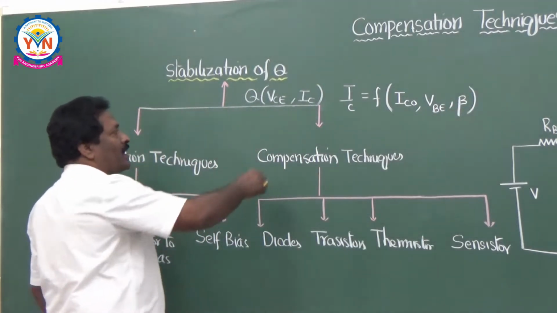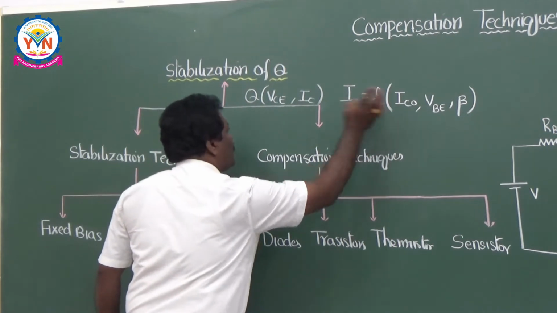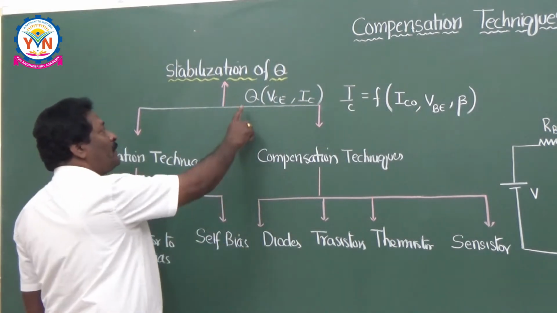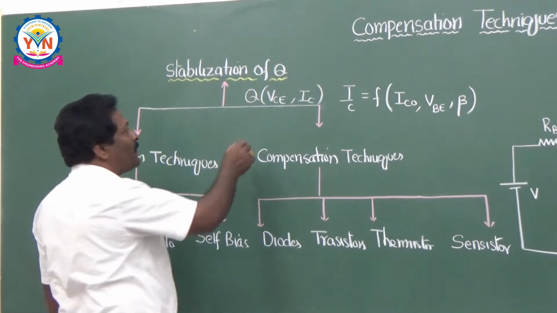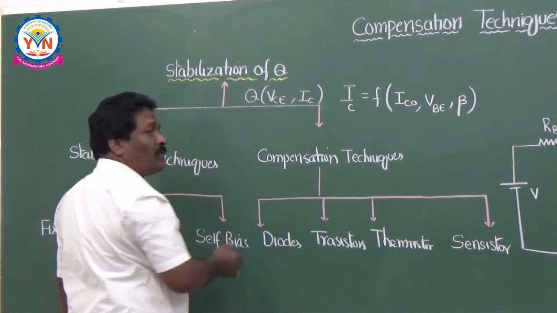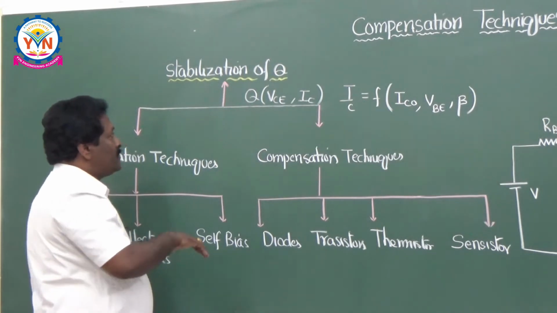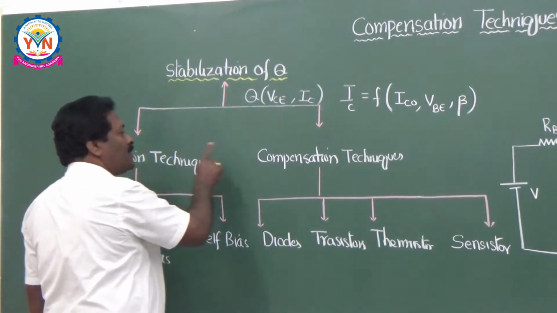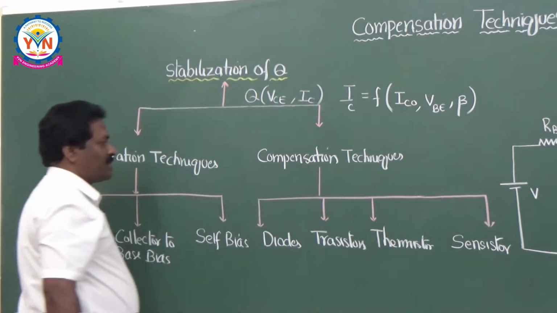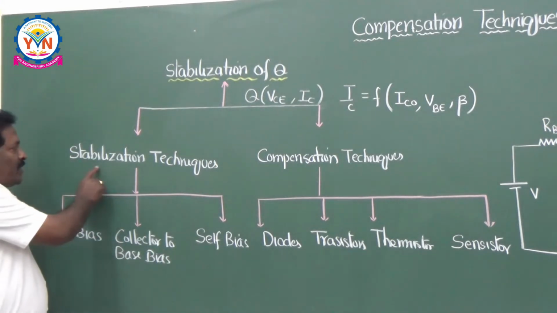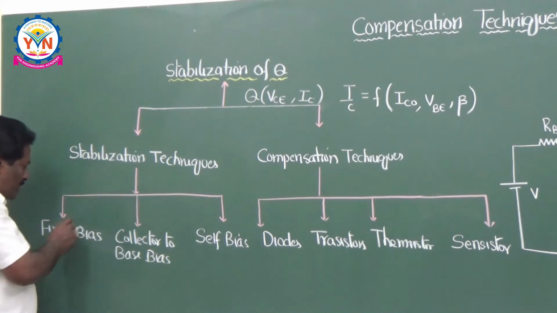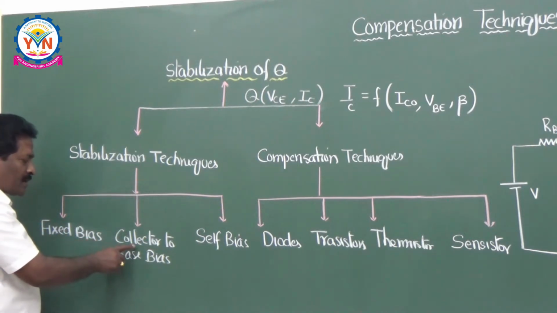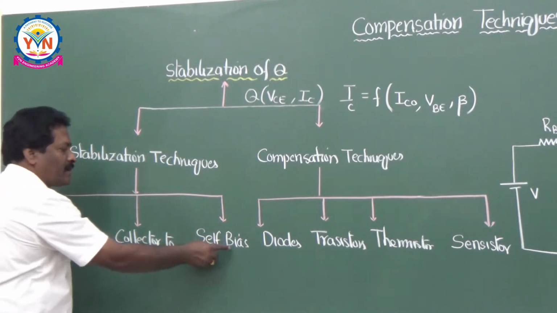As this collector current is changing with all these parameters, the operating point is also changing from time to time. So to keep this operating point at the position where we have fixed it, there are two types of techniques: stabilization techniques and compensation techniques. Already we discussed the stabilization techniques. Under this we have discussed the fixed bias, collector to base bias and self bias.